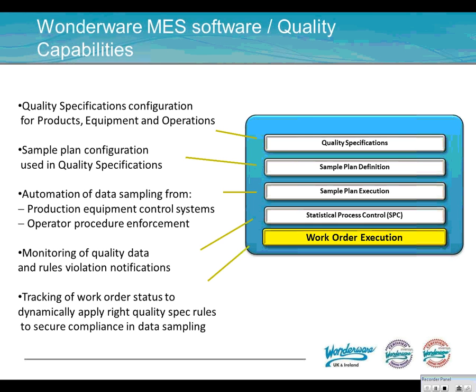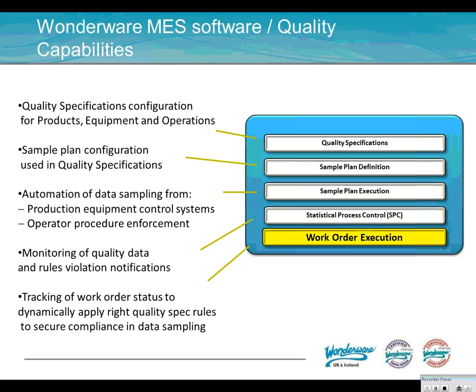If we look at the capabilities within the quality module, first of all the quality specifications, where you're defining the quality specifications in terms of the products that you're manufacturing, the equipment that you're using, and the operations performed on those equipments. Secondly, there's the sample plan definition, and here you're defining what it is that you wanted to collect, so the individual characteristics that need to be measured, how often the samples should be generated and collected, and providing information to the operator for that sample plan.